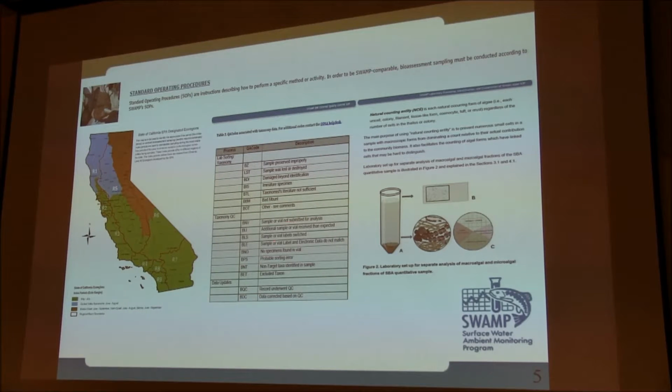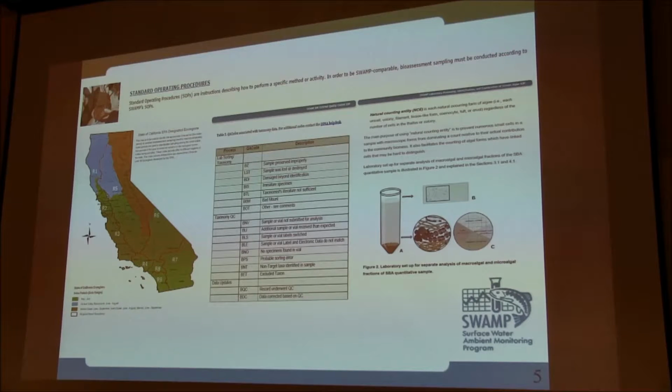The table in the middle is from the external BMI quality control SOP, and it shows the different codes that the second independent lab or taxonomist would use when they confirm the identification and count of the sample that was identified by the original taxonomist.